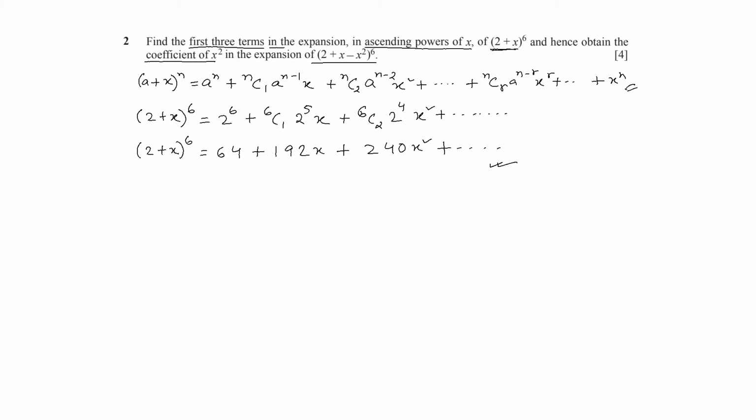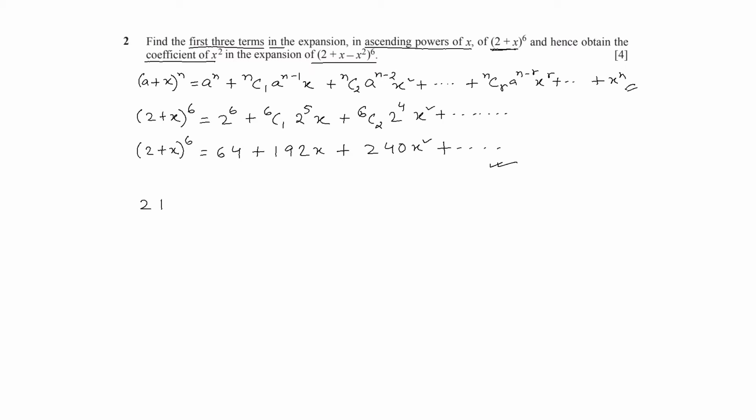As I have told in the beginning, we have to find the coefficient of the x squared term in the expansion of (2 + x − x²)^6. Here we have encountered a different type of problem. Binomial theorem works with two terms, but here we have three terms. So how can we solve it? One of the easy ways to solve it is to factorize. Let's factorize 2 + x − x² into two factors.